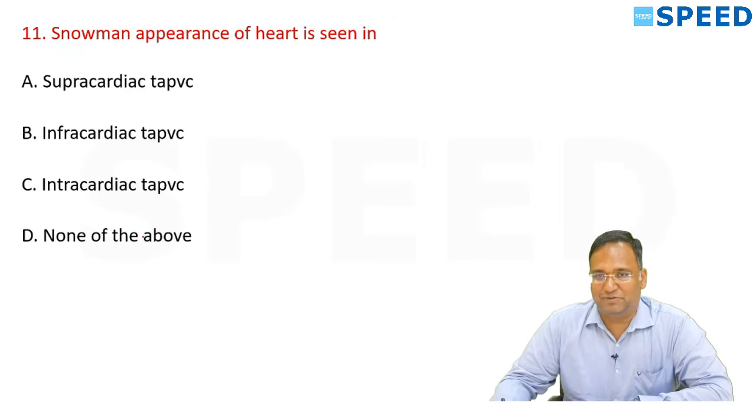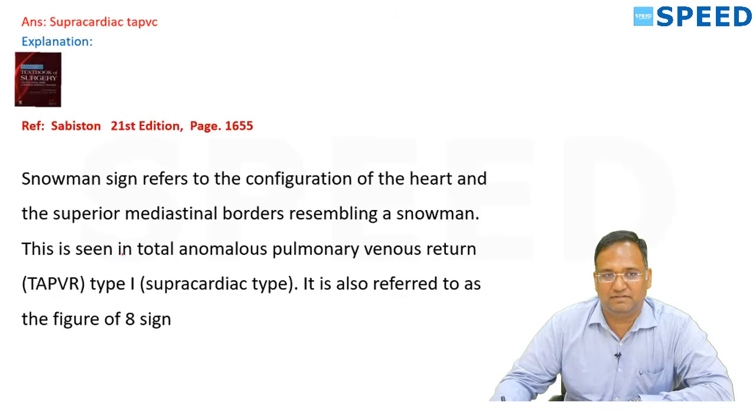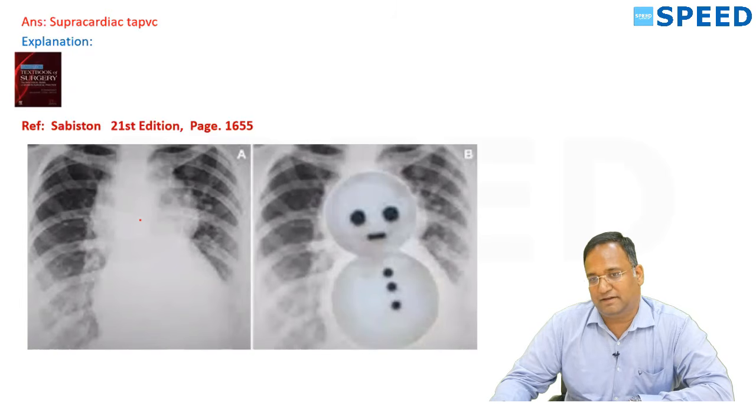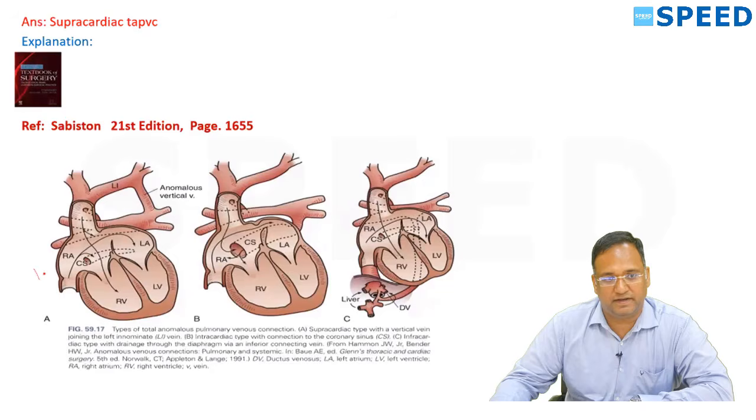Snowman appearance is a very straightforward, factual question. Snowman appearance of the heart is seen in? Correct, it's supracardiac TAPVC. TAPVC is total anomalous pulmonary venous connection. It can be supracardiac, cardiac and infracardiac. Supracardiac is given in all books, there is no specific reference required here. It refers to the configuration of the heart and superior mediastinal borders resembling a snowman, and type 1 typically refers to the figure of 8 appearance. So, supracardiac TAPVC.